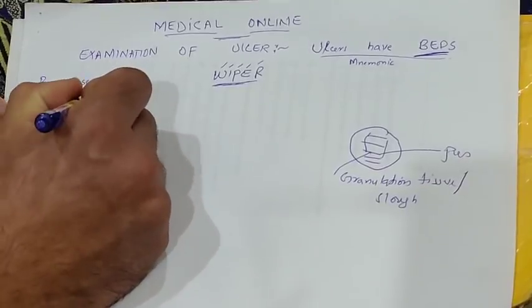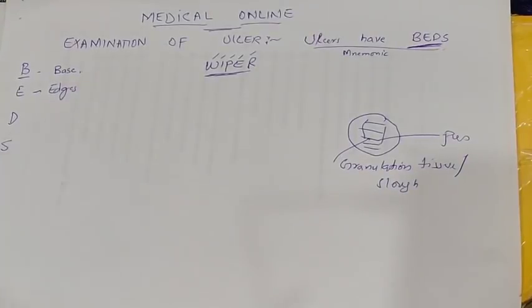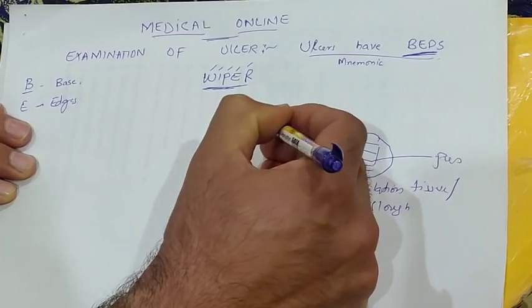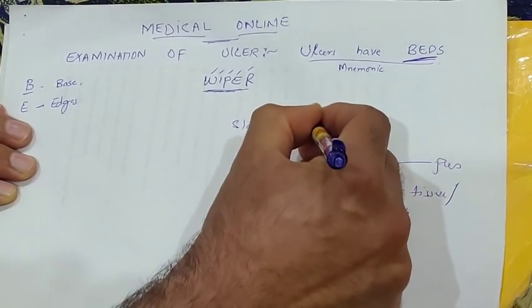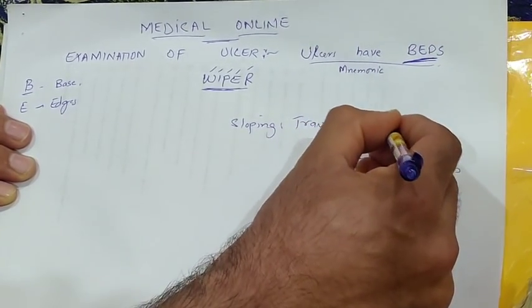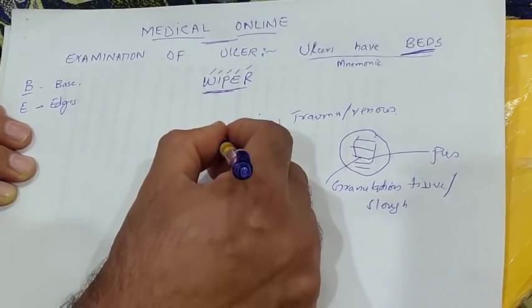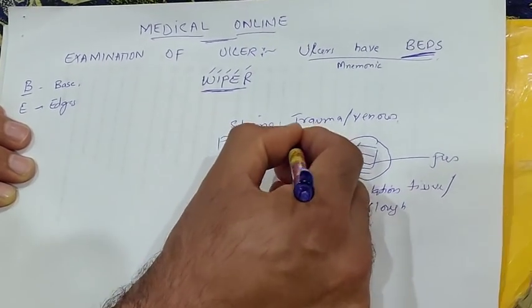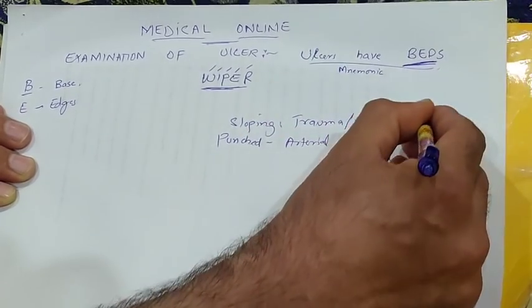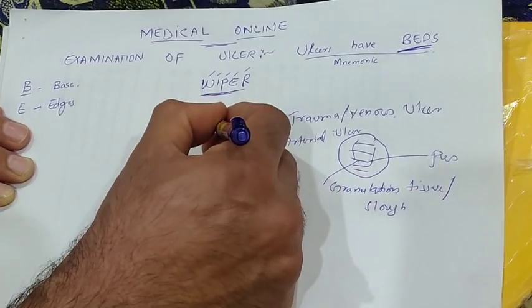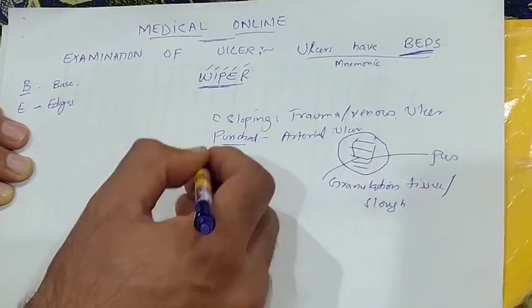Okay, so first of all it was base, and after that we will come towards the edges. Edges of the ulcer are really important, because many of the edges tell us about the diagnosis. I'm just telling you some of them. If it is having sloping edges, which could be due to trauma or venous ulcer. Then it could be punched out, which could be due to an arterial ulcer. Difference between the two: if it is sloping, it will be a venous ulcer. If it is punched out, it will be an arterial ulcer.